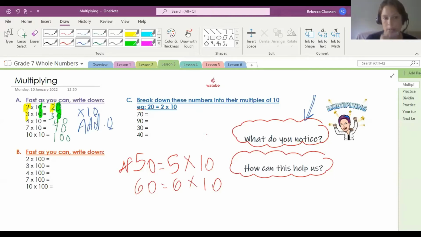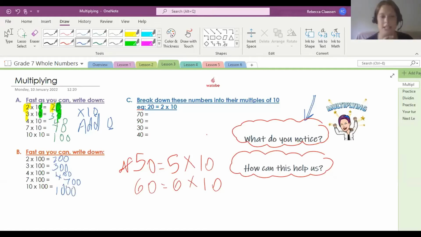Okay, so let's have a look quickly at timesing by 100. 2 times 100. Everybody unmute and tell me 2 times 100 is 200. Fabulous. 3 times 100. 300. 4 times 100. 400. 7 times 100. 700. And 10 times 100. 1,000. Okay.